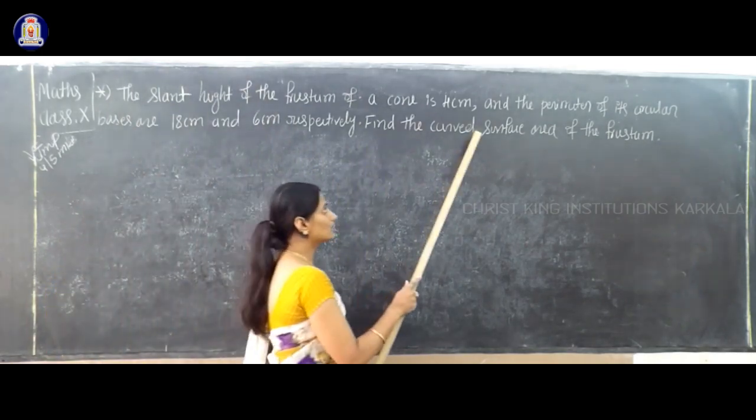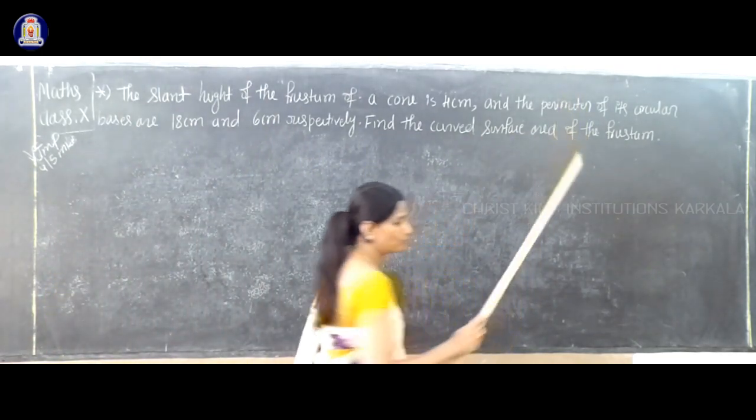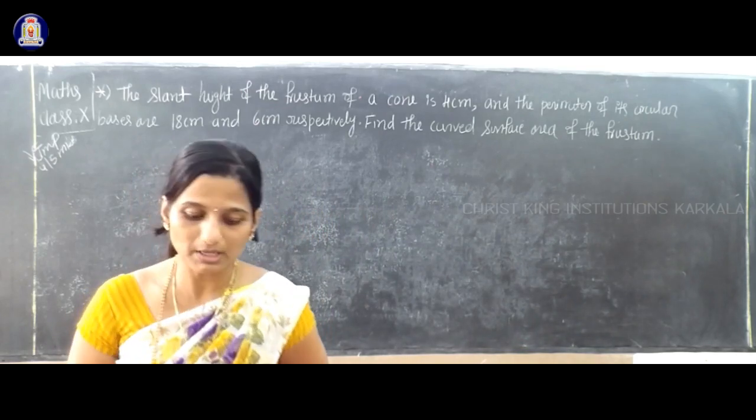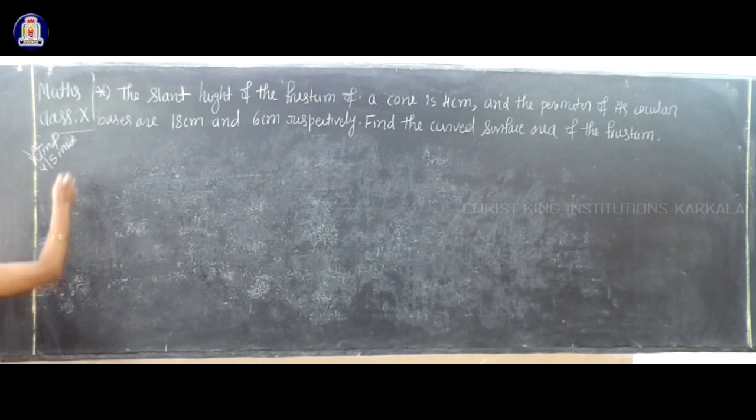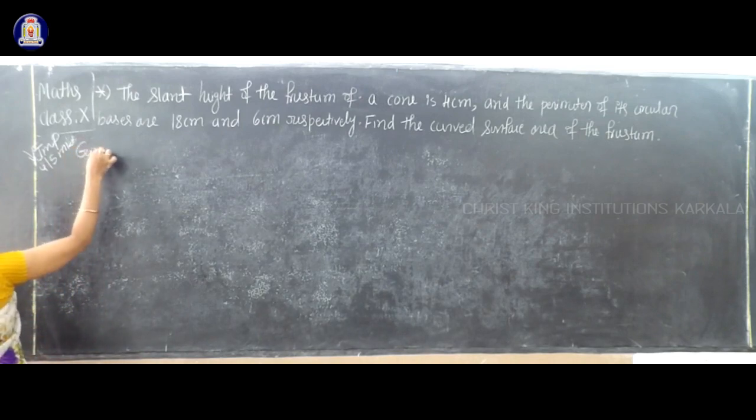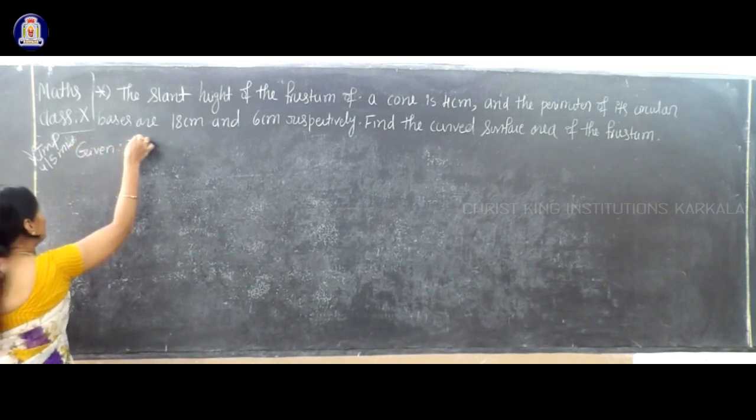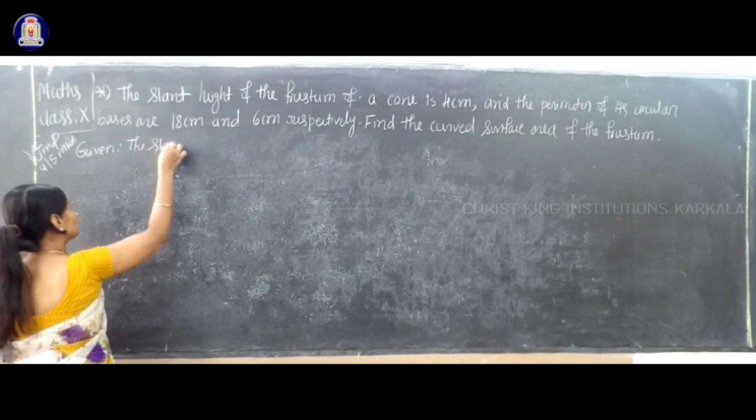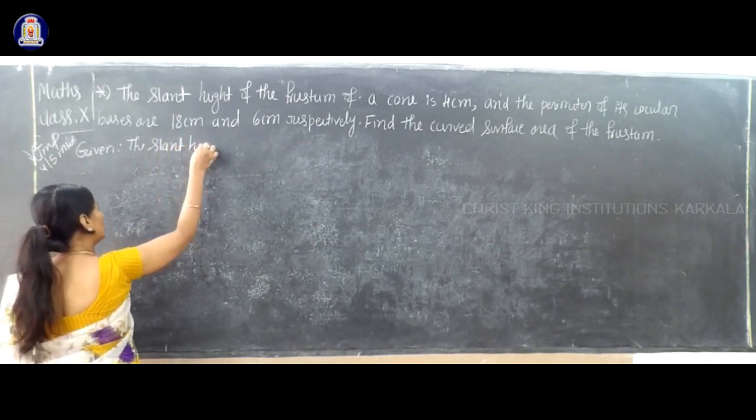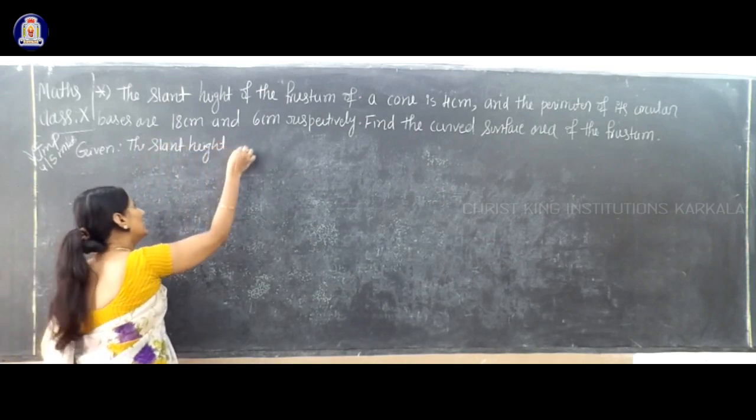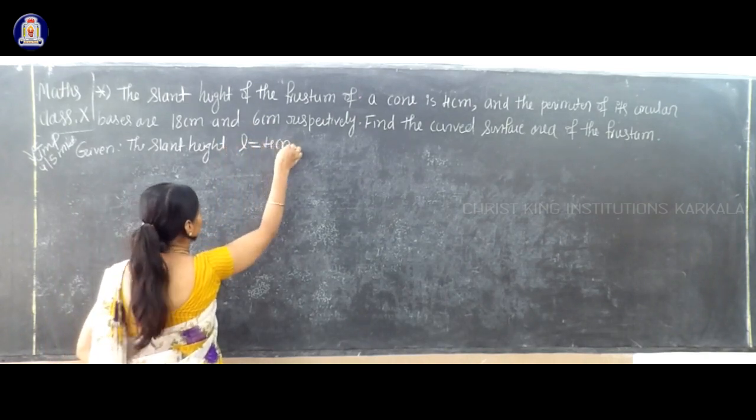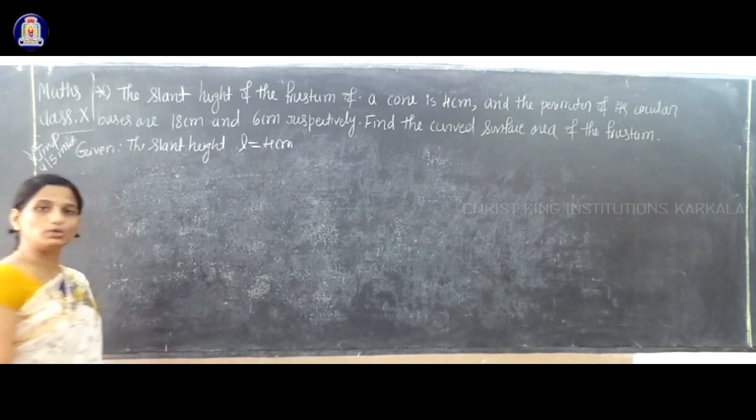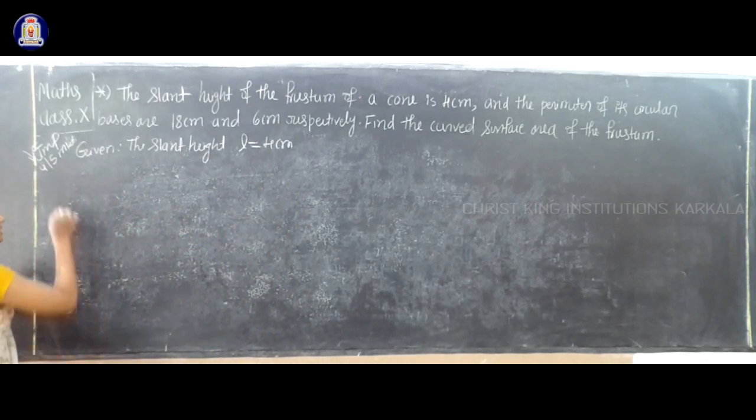Find the curved surface area of the frustum. So that means you have to find your CSA. First we write what is given. Given the slant height of the frustum, L is equal to 4 centimeter. The next is the given perimeter.